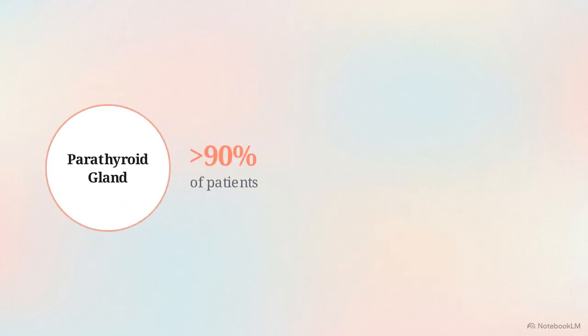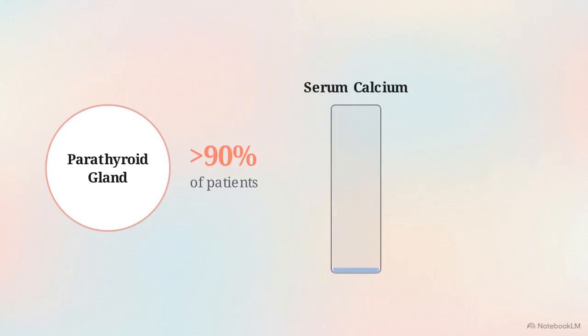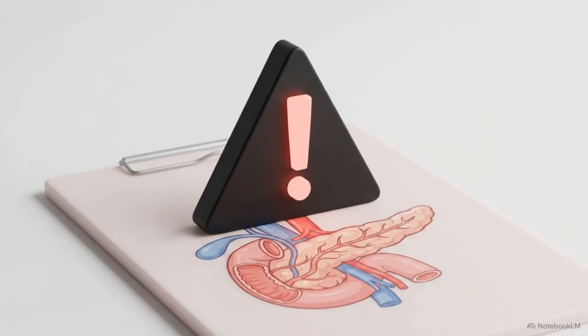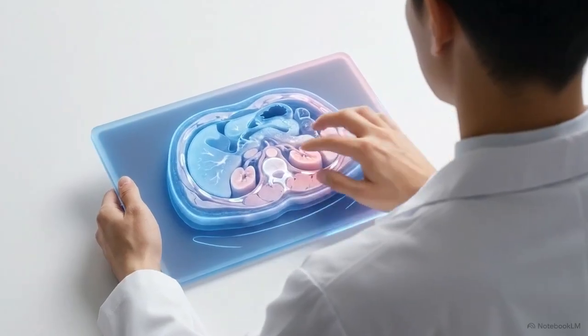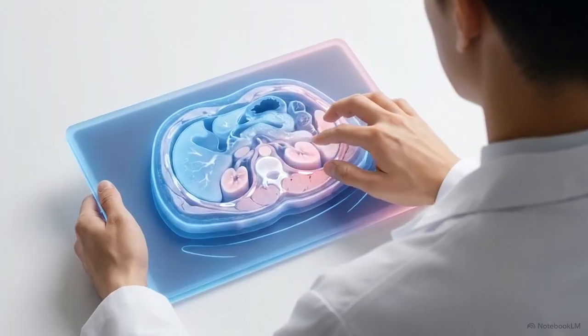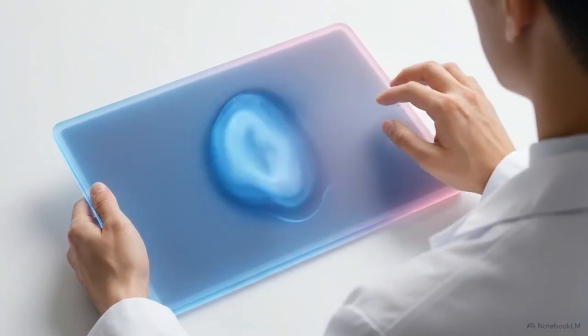This hyperparathyroidism is the most common manifestation, present in over 90% of patients, typically presenting clinically as elevated serum calcium and kidney stones. Identifying a rare neuroendocrine tumor is an automatic mandate. You must immediately initiate a clinical hunt for the other 2 MEN1 pathologies to complete the diagnostic picture.